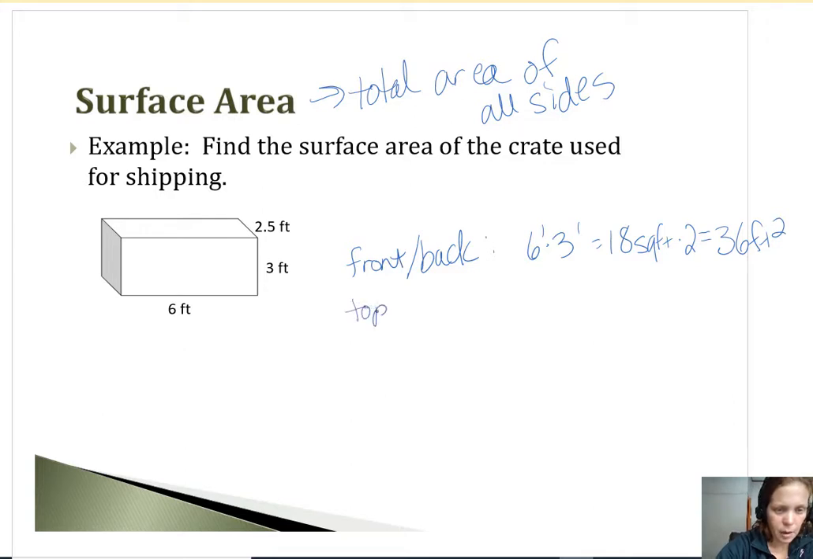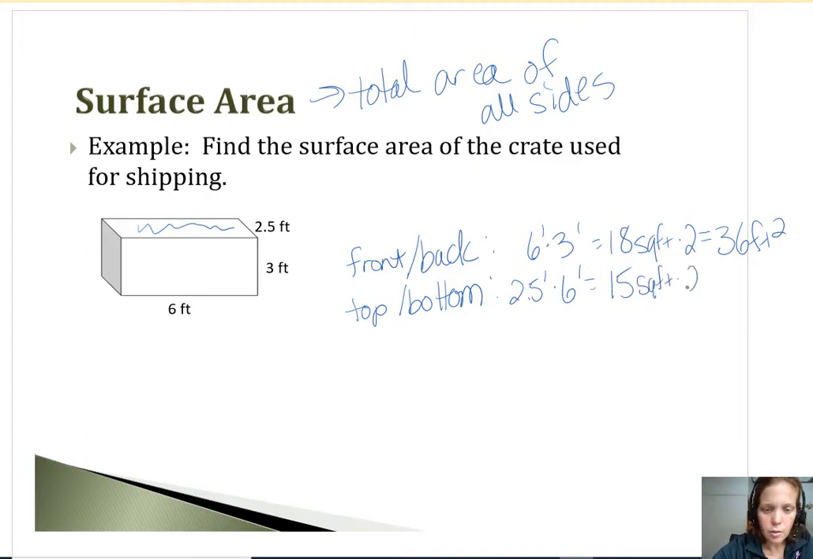Now how about the top and the bottom? So the top looks like it's 2.5 by 6. So I think that's going to be 15. And then double that, because that would be just the top. Double it to get the bottom as well.